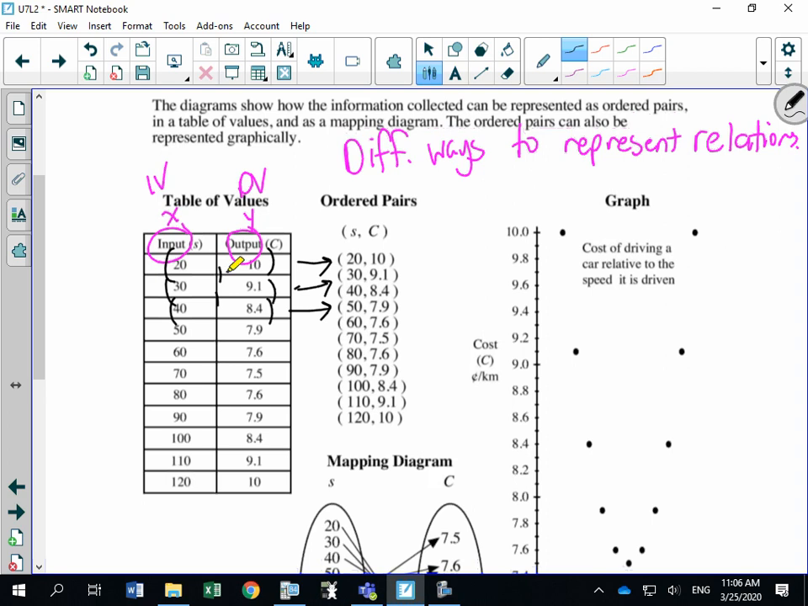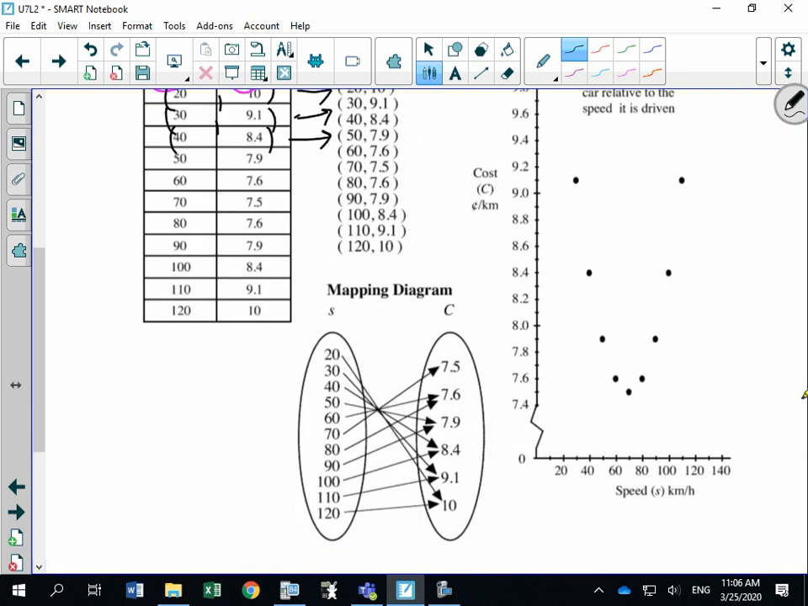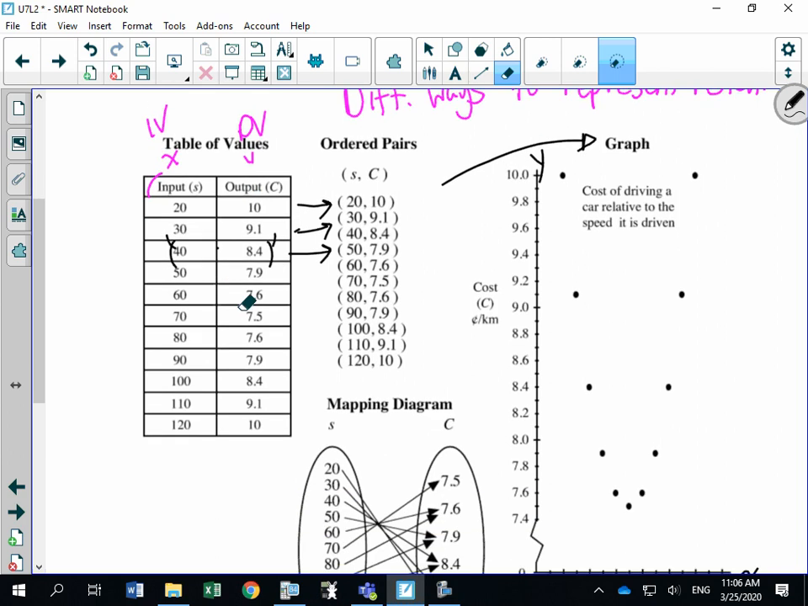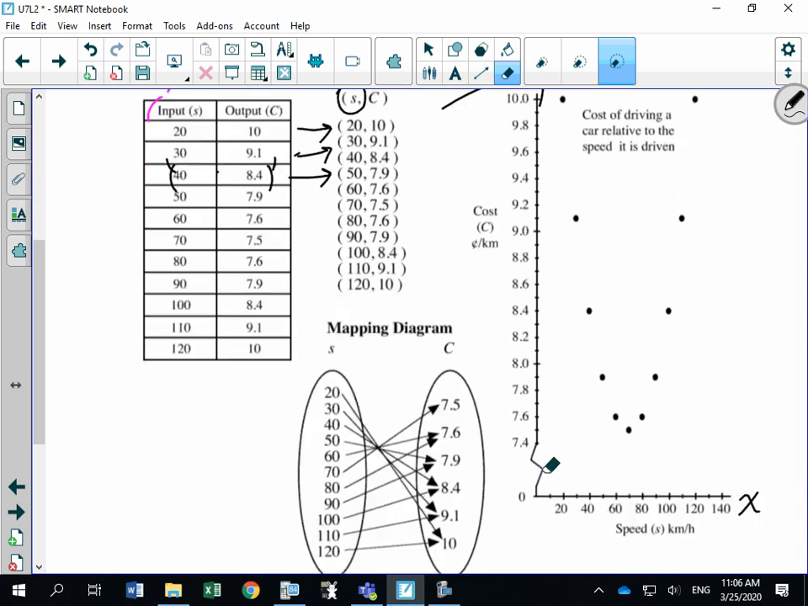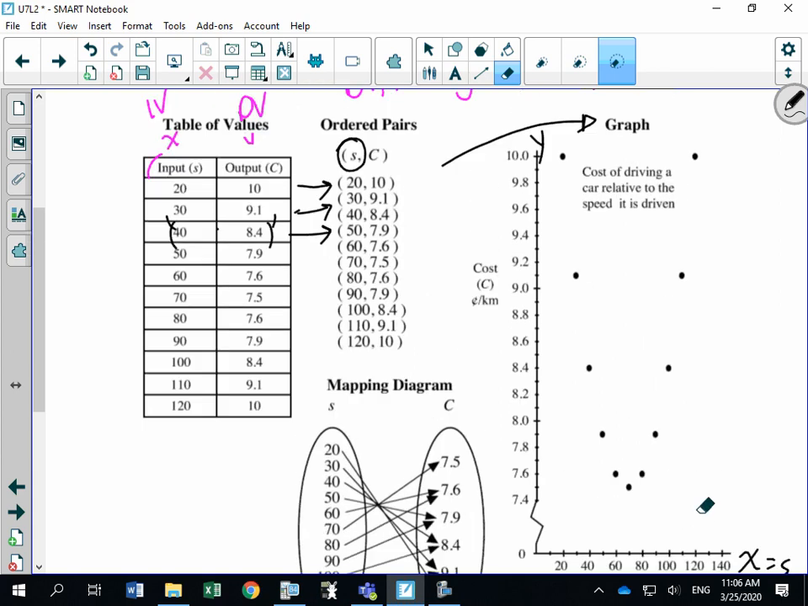Then, from either a table of values or ordered pairs, what can we do? We could graph it. And on our graph, we always have our x-axis, and here's our y-axis. They want the letters to be different, so I look and say, what do they want my x letters to be? They want x to be the letter S, so this is S, speed, and they want my y to be cost. So that's why they put cost there.